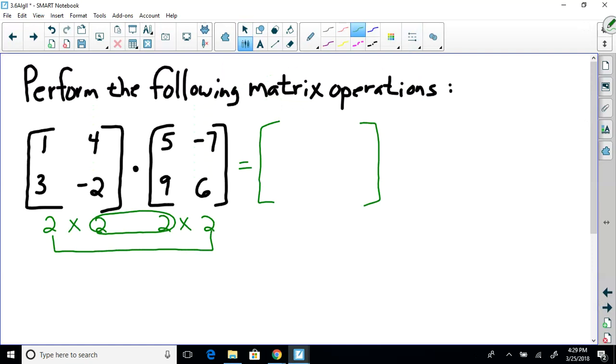I want to make it very clear. Multiplying two matrices does not seem to be common sense like adding and subtracting two matrices. What do I mean by that? Most students intuitively would simply want to multiply corresponding elements, like when we add or subtract two matrices. For example, they'd take 1 times 5, get 5. 4 times negative 7, get negative 28. That is not how you multiply two matrices.